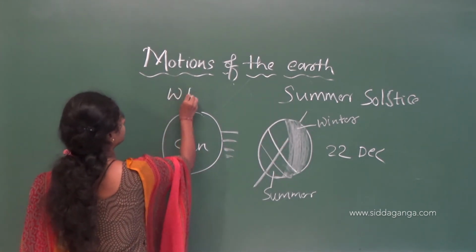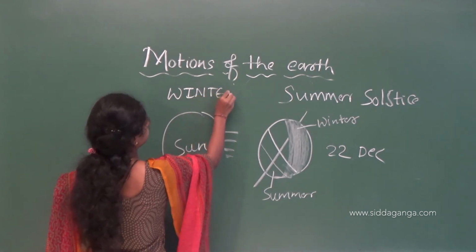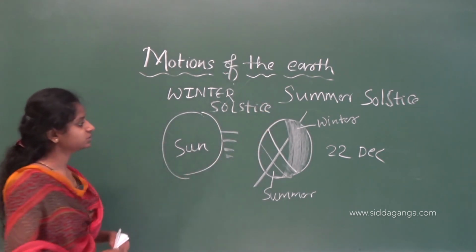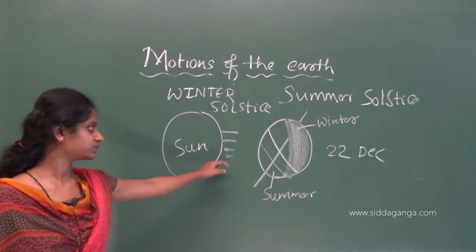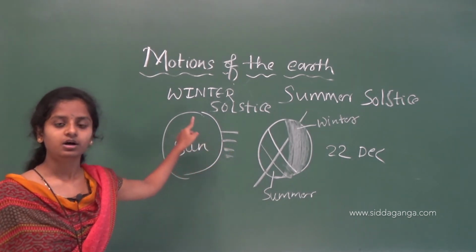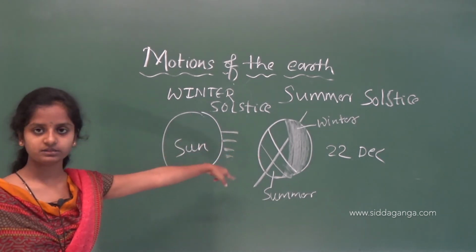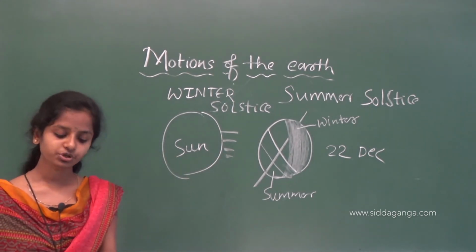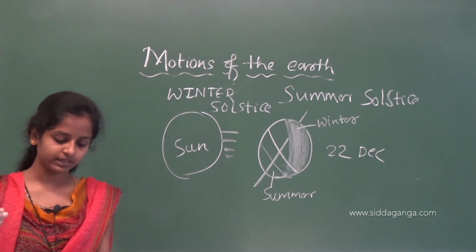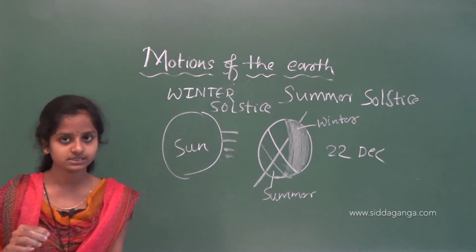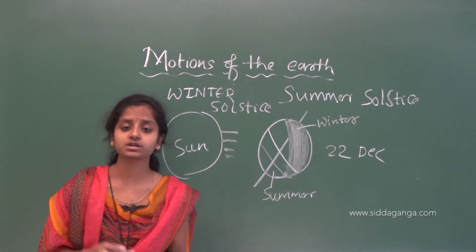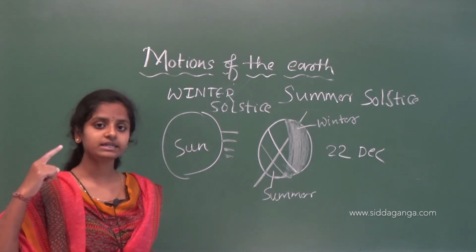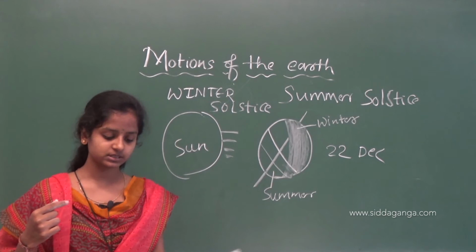This is known as the winter solstice. The position of earth on the 22nd December will be like this. Then, do you know Christmas is celebrated in Australia in the summer season? We celebrate Christmas on the 25th December, that is in the winter season. But in Australia, it is celebrated in the summer season.